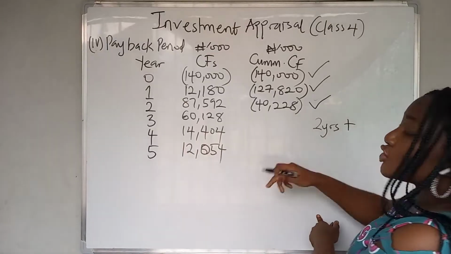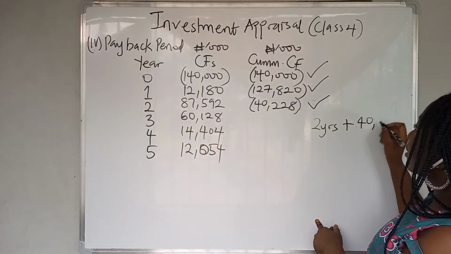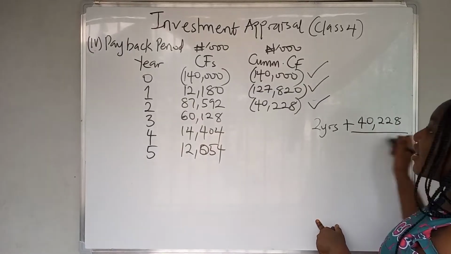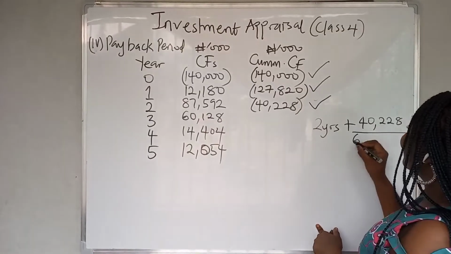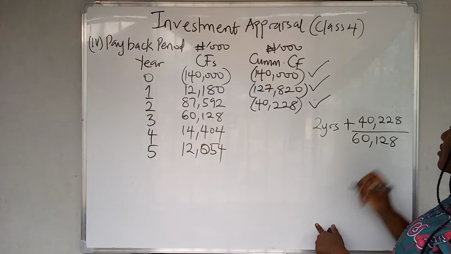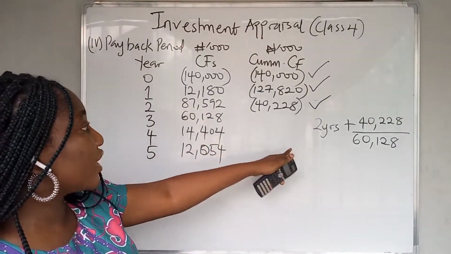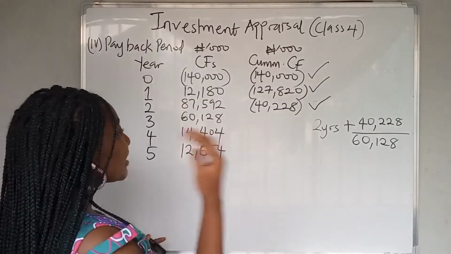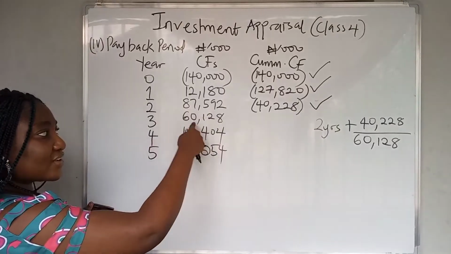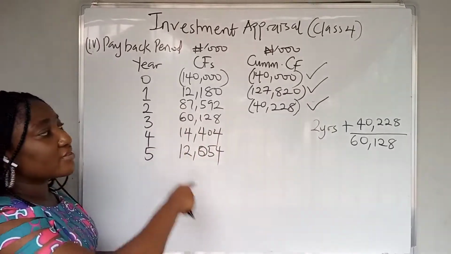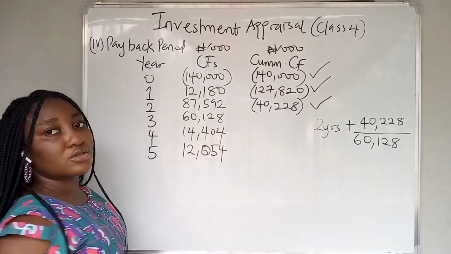Okay, so how do you get that some months? You say, what are they trying to clear? They are trying to clear 40,228 over what is available to clear what they are trying to clear, 60,128. Okay, that's how you get the number of months that is going to be added to that 2 years. You know, it makes sense that this is what they are trying to clear, 40,000, and then they have 60,000. So it's not going to wait till the end of year 3 before Jackpot Limited will regain this 40,000. Somewhere around 10.